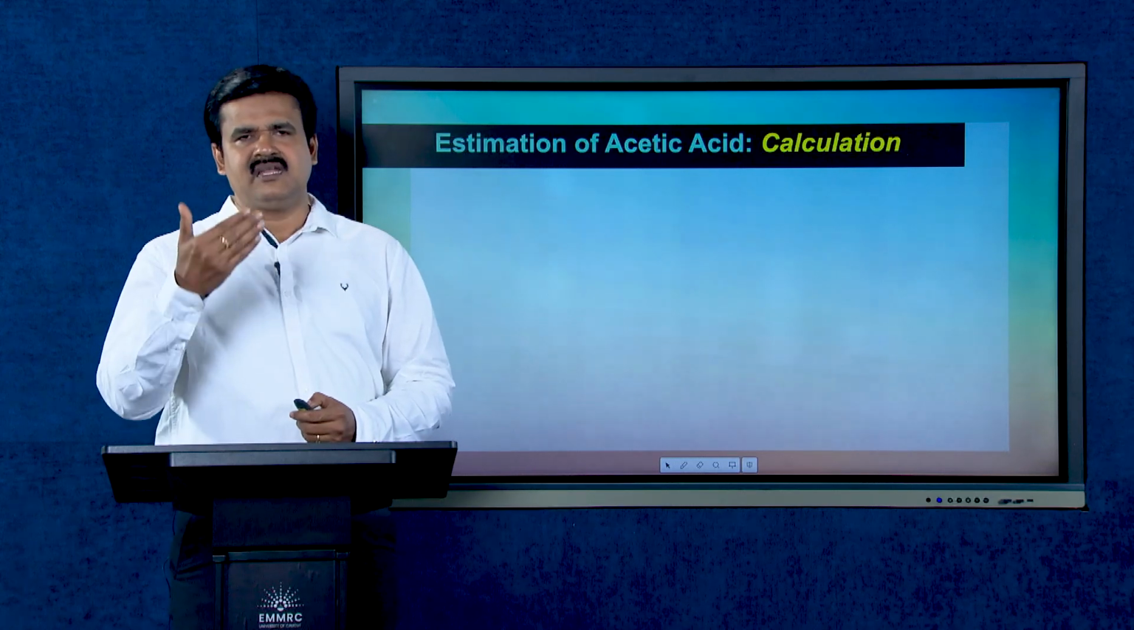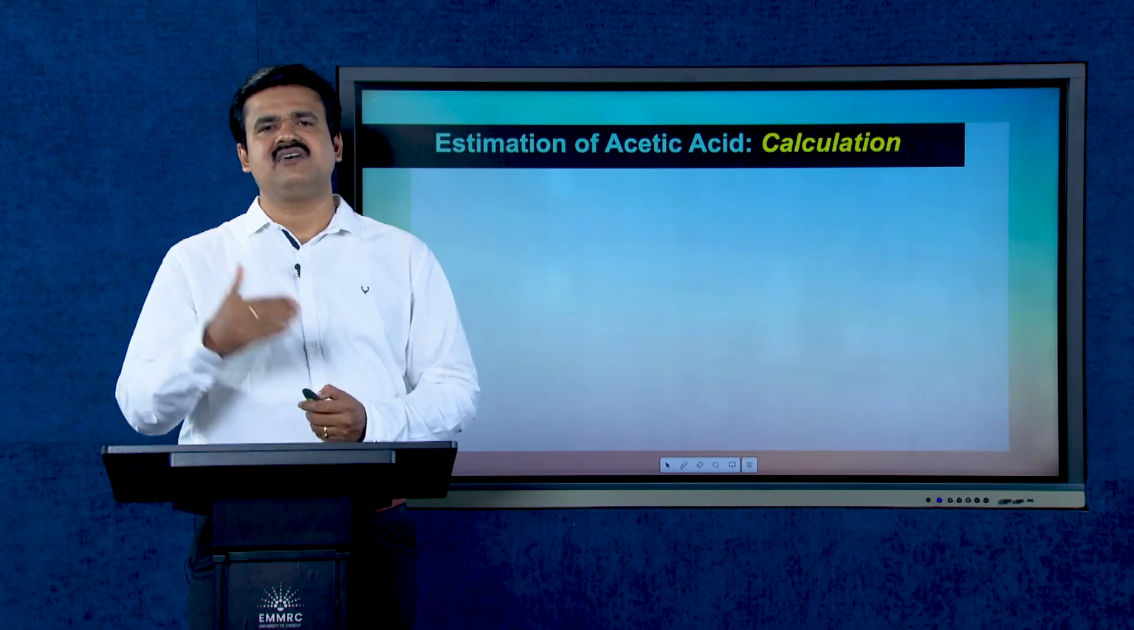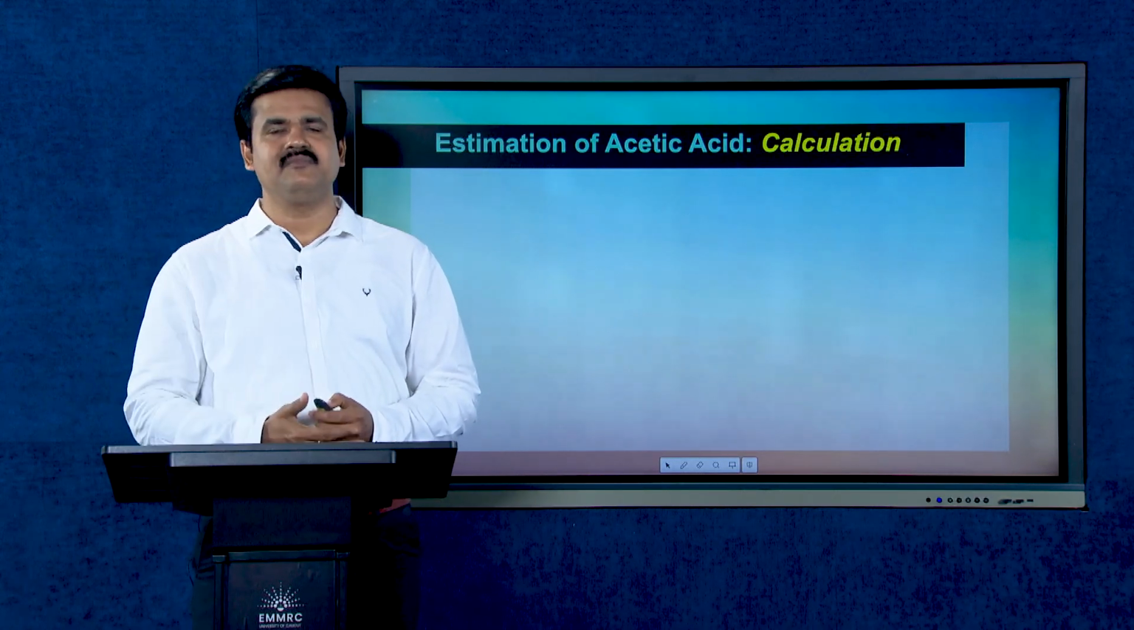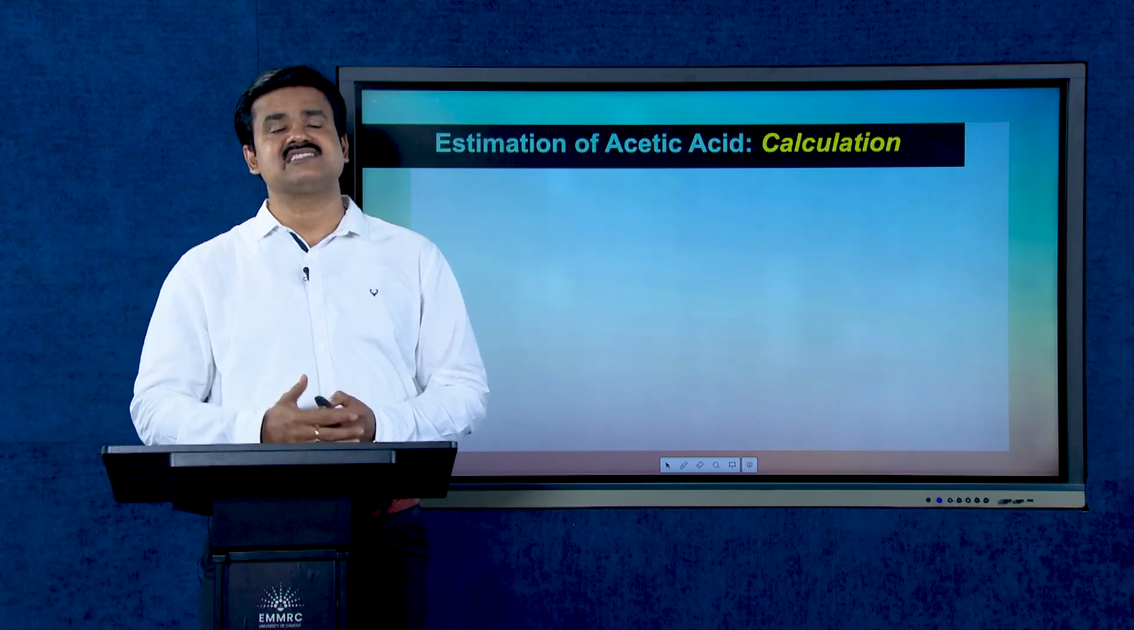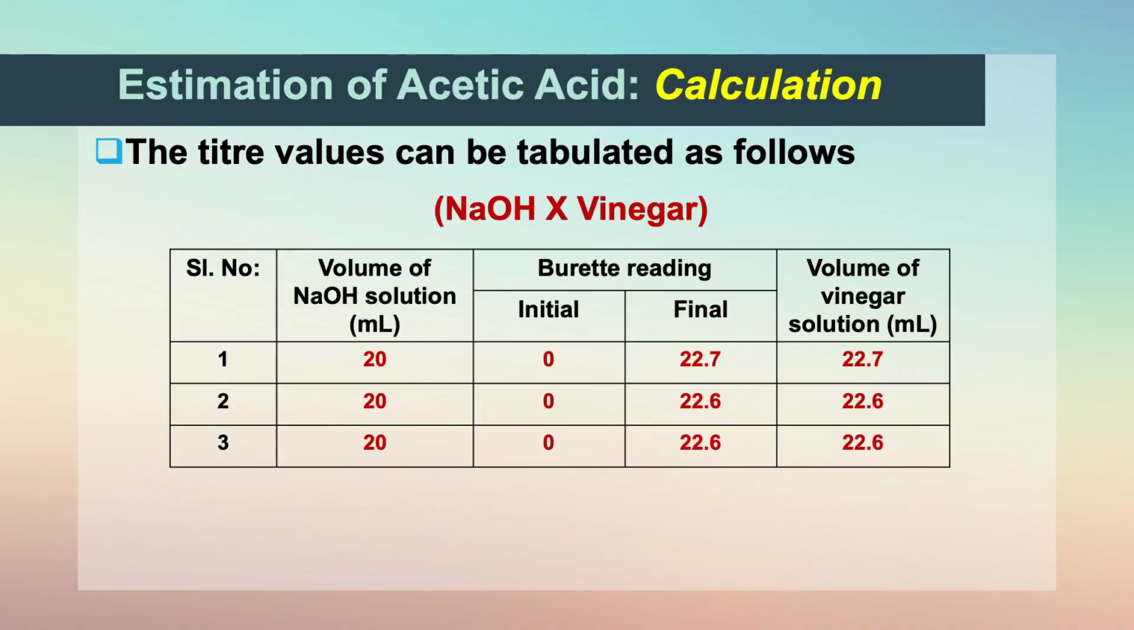That was the laboratory part of the estimation of acetic acid, and now we can perform the calculation based on the results obtained. The titer value can be tabulated as follows. This is the titration of sodium hydroxide against vinegar. The volume of sodium hydroxide solution pipetted out in 3 cases is 20, and you got the concordant value, that is, the volume of vinegar solution used, equal to 22.6.